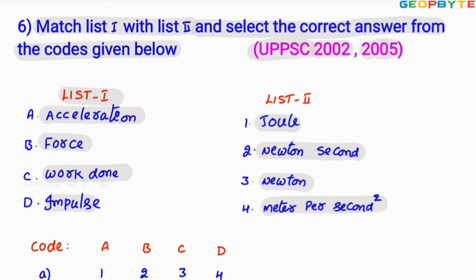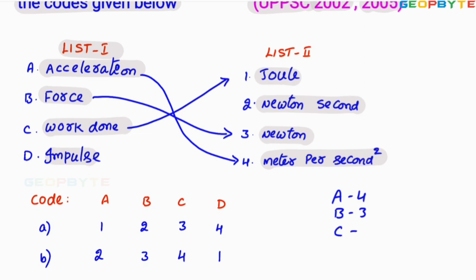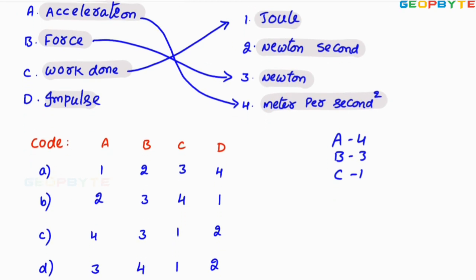Dear friends, remember the acceleration unit is meter per second square. It means A4 correct. Force unit is Newton. B3 correct. Work done or work unit is joule because work is a kind of energy. C1 correct.